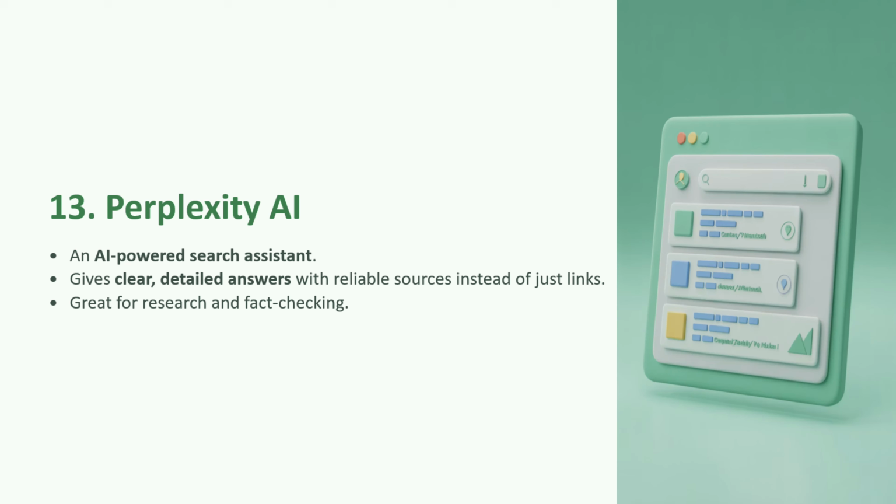13th one is Perplexity AI. It is an AI powered search assistant. It gives clear, detailed answers with reliable sources instead of just links. It is great for research and fact checking.